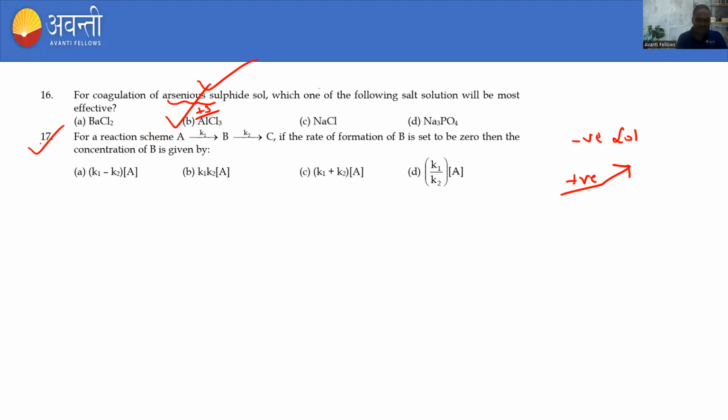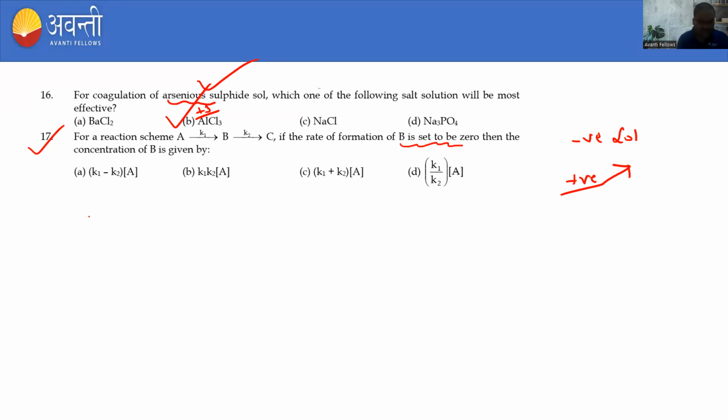Now, move to the next question, that is question number 17, right? So what question number 17 asks: for the reaction A to B with K1, B to C with K2, if the rate of formation of B is set to 0, then what is the concentration of B given by? So you have to calculate the concentration of B if this value is set, right? So how will you calculate the concentration of this compound? This question is from the chemical kinetics chapter, right?